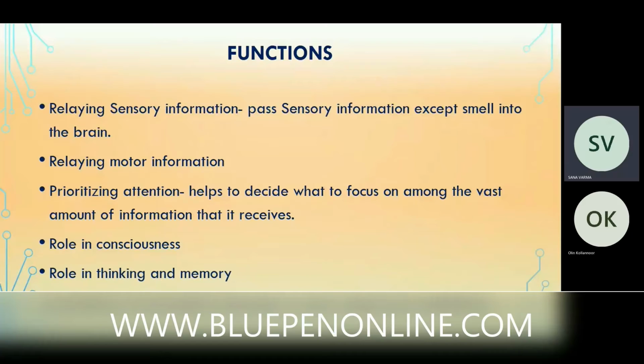The first two main functions of the thalamus are relaying sensory information and relaying motor information. Apart from these two, the remaining things are somewhat related to the limbic system also, because it has a minor connection with the limbic system. Clear?